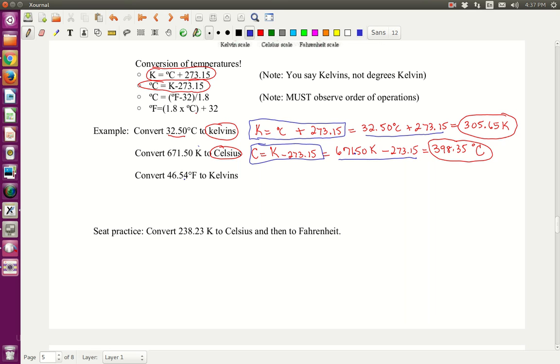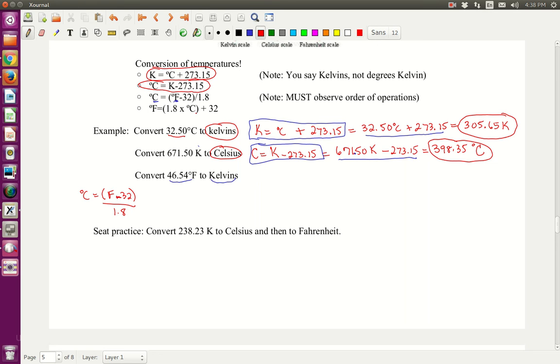Now we're going to convert degrees Fahrenheit to kelvins. And there is no formula that goes straight from Fahrenheit to kelvins. But I can go from Fahrenheit to Celsius. So this is going to be a two-step conversion. First I'm going to figure out what Celsius would be. And it's Fahrenheit minus 32 divided by 1.8.